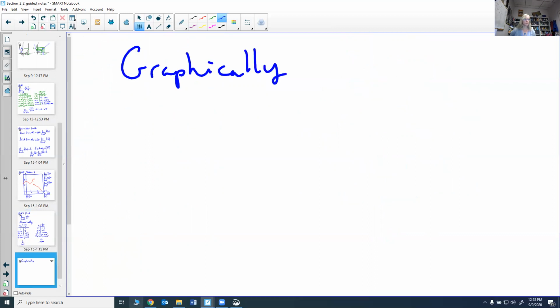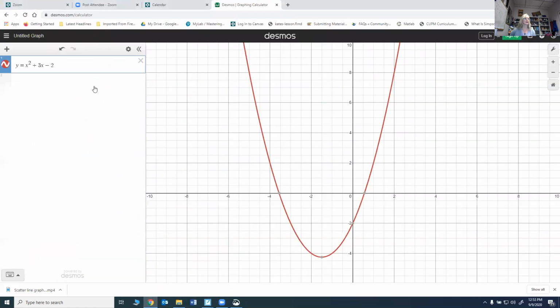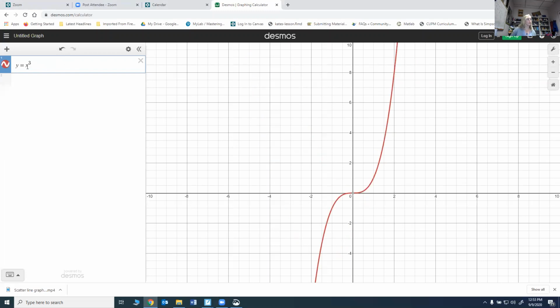Graphically, what this looks like is if I go ahead and graph this in Desmos, and look at the graph of this. Again, this graph is 1 over x cubed.